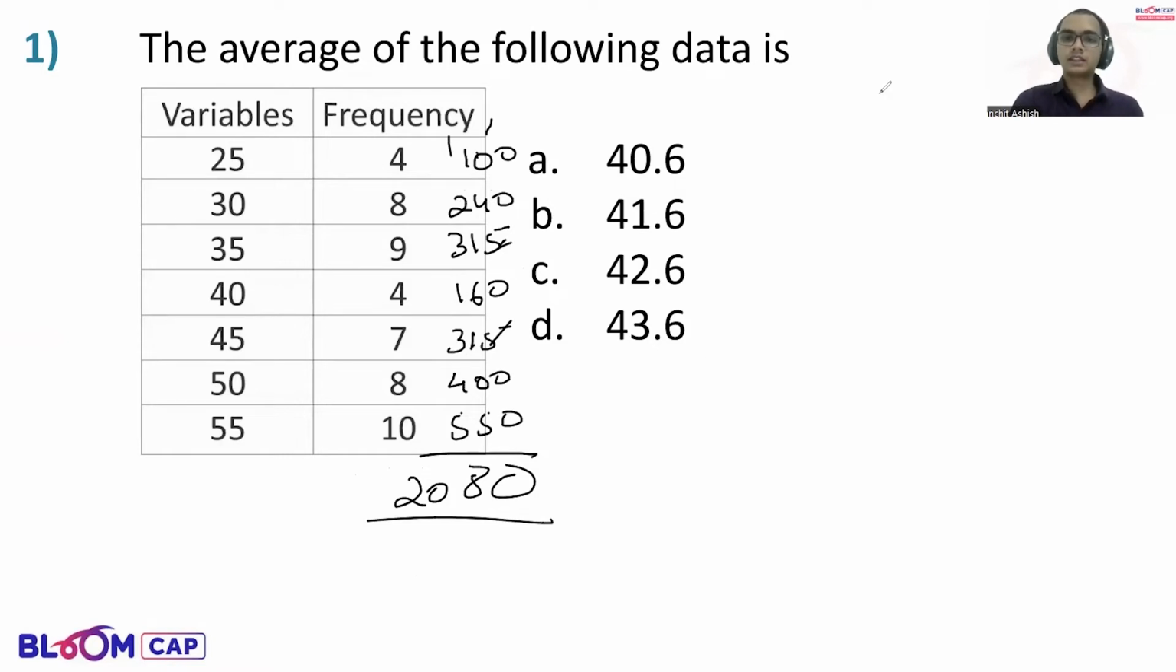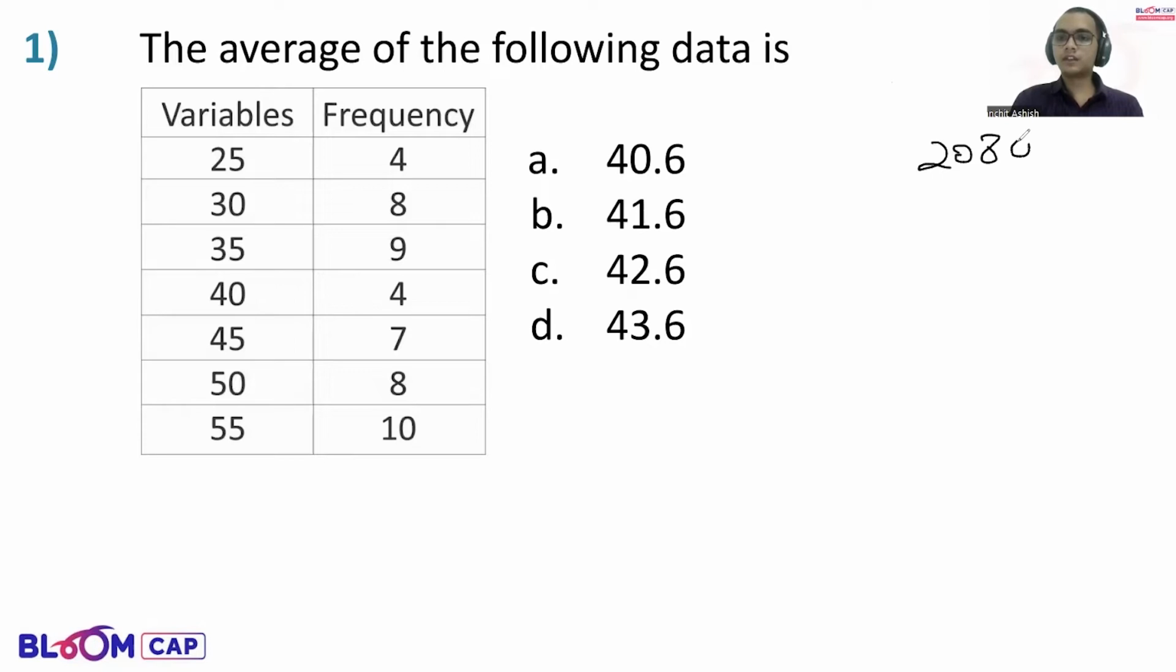We divide this sum, 2080, by the sum of frequencies. Now, what is the sum of frequencies here? It's the sum of the frequency row. 8 plus 4 is 12. 12 plus 9 is 21. 21 plus 4 is 25. 25 plus 7 is 32. 32 plus 8 is 40. And 40 plus 10 is 50. So we'll divide this by 50.